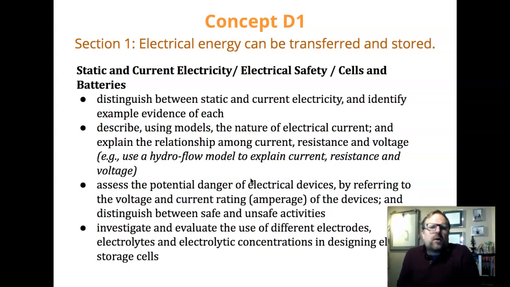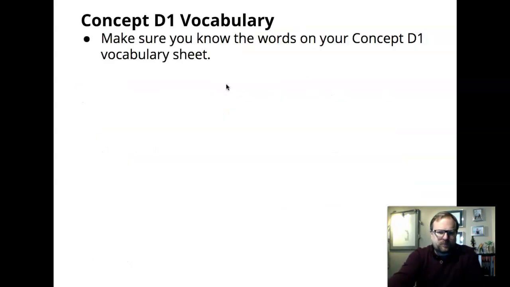Basically today we're going to run through some basics about electricity. So we'll talk about first static and then current electricity. We'll get into talking about electrical safety, and then we will talk about cells and batteries right at the end. And like I said, this is basically just a quick introduction to everything that's going on in this unit, and then we're going to do a deep dive into some of this stuff as we move through. So consider this your introduction.